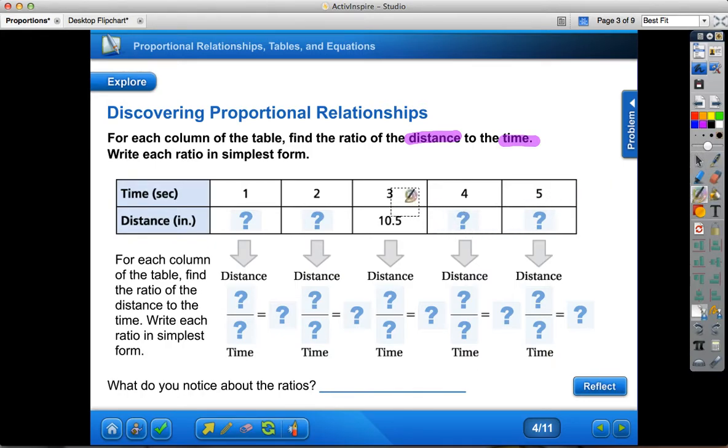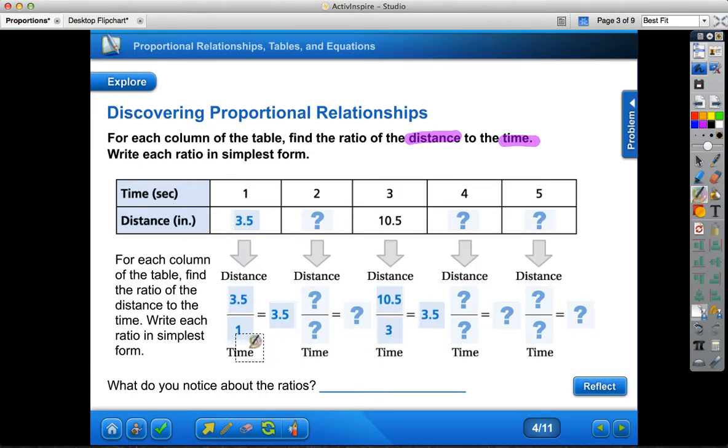So in the table I have my 3 seconds and the 10.5 inches that he walked. My ratio is 10.5 to 3. So I know that he goes 3.5 inches in 1 second. I can also bring that down here because I've already figured it out. In 1 second he goes 3.5 inches. So now I've broken down that ratio and gotten the same here and here.